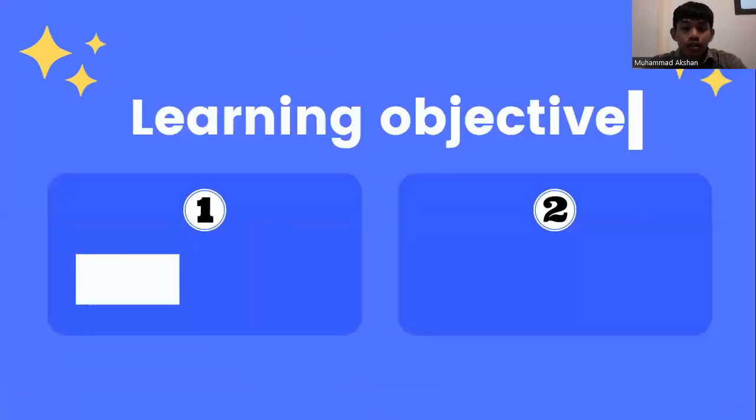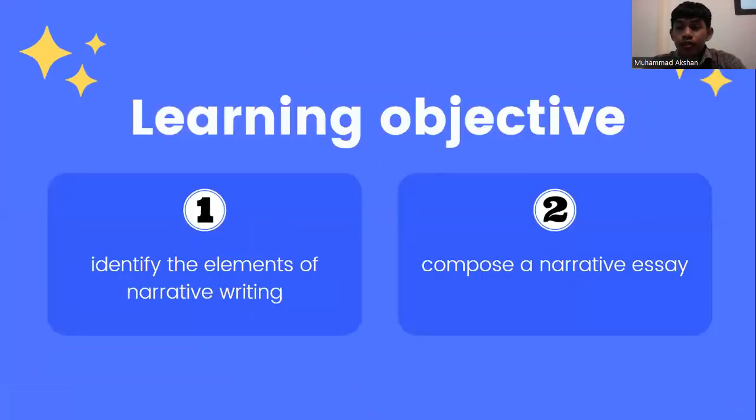Before we enter the subject, we have to know what is the learning objective. Jadi kita harus mengetahui apa yang menjadi tujuan pembelajaran kita.